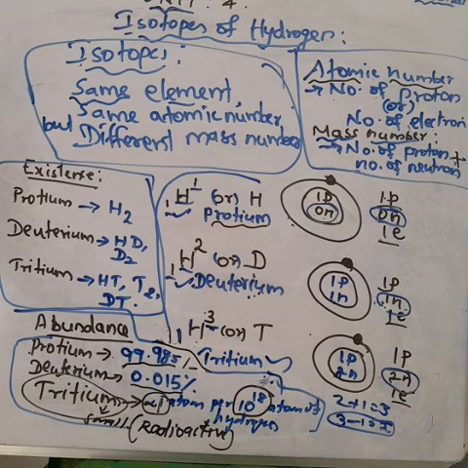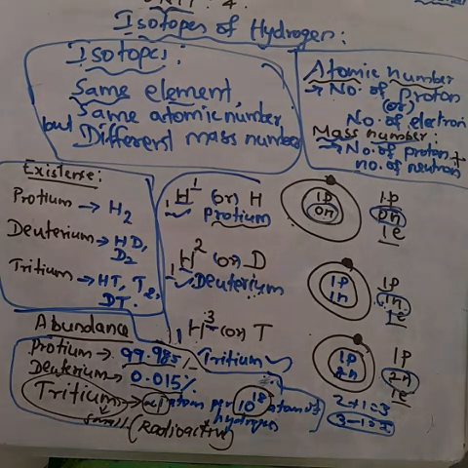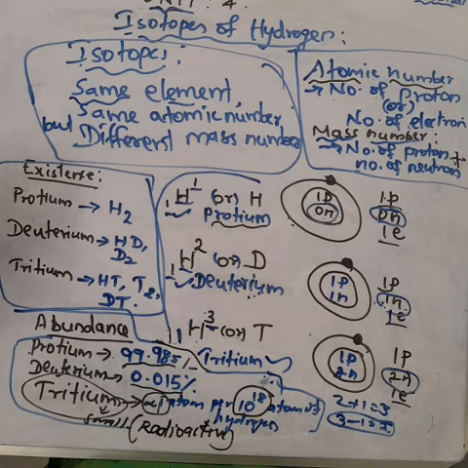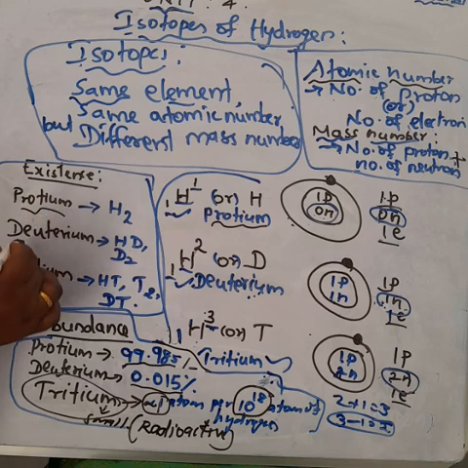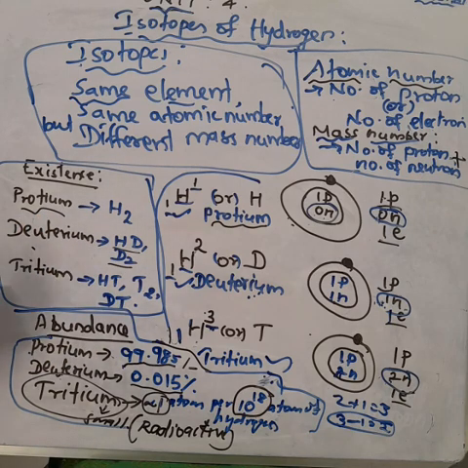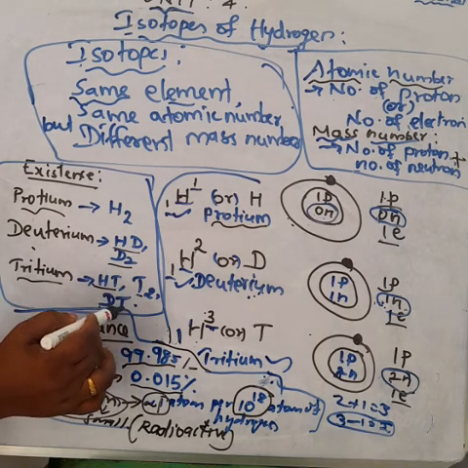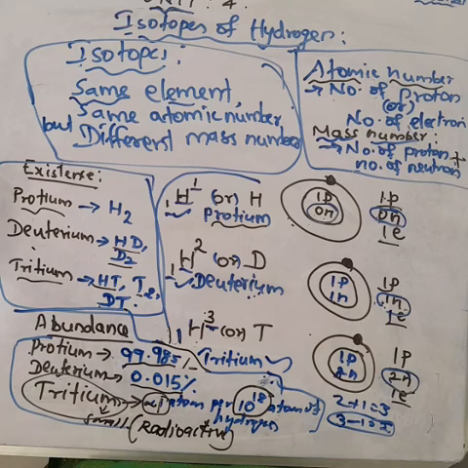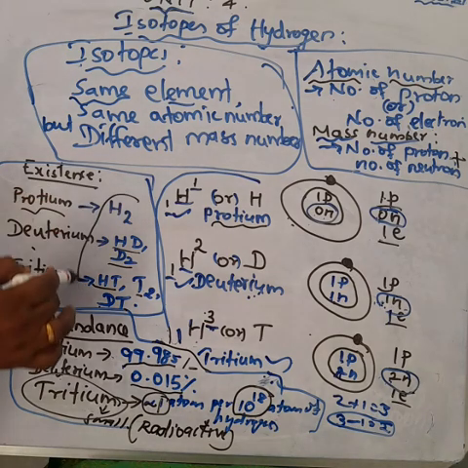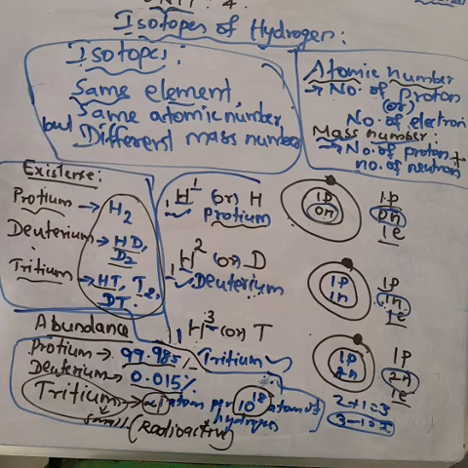Understood? The isotopes exist naturally in these forms: hydrogen molecule H2, hydrogen deuteride, deuterium molecule, hydrogen tritide, tritium molecule, and deuterium tritide. So hydrogen exists in the atmosphere in these forms. Understood?